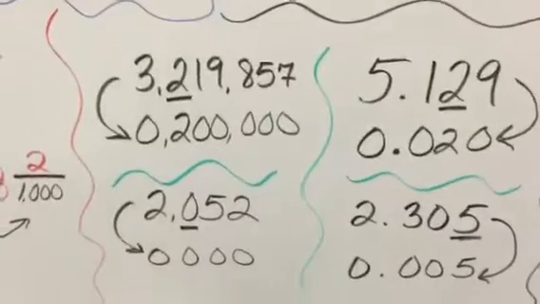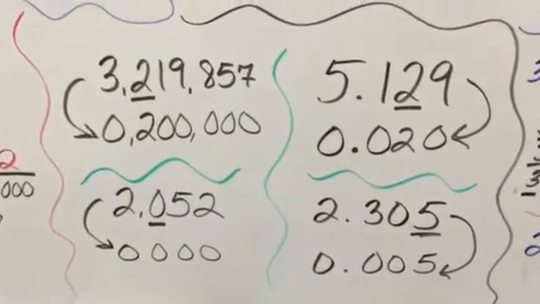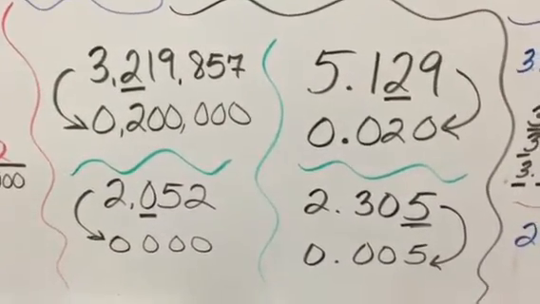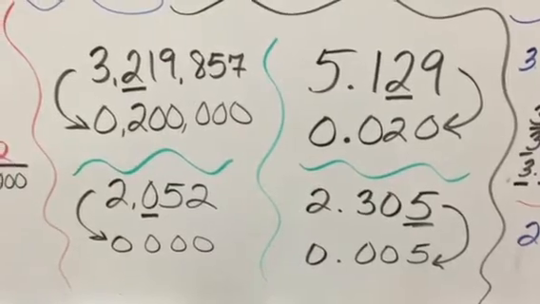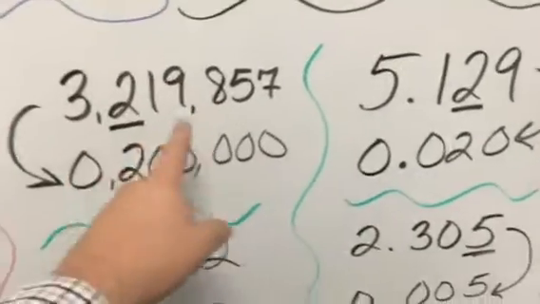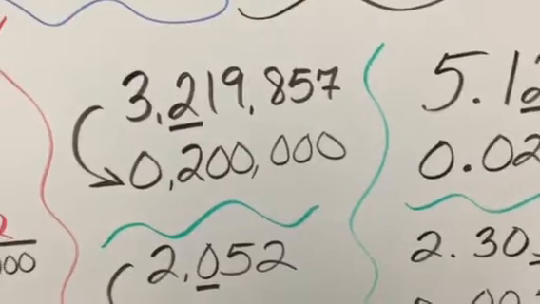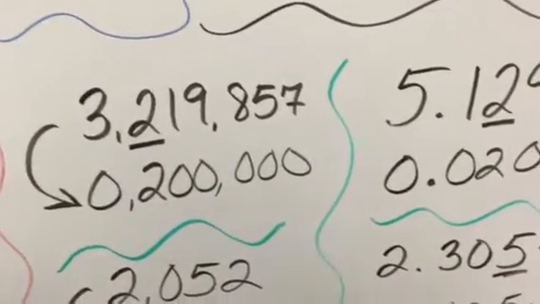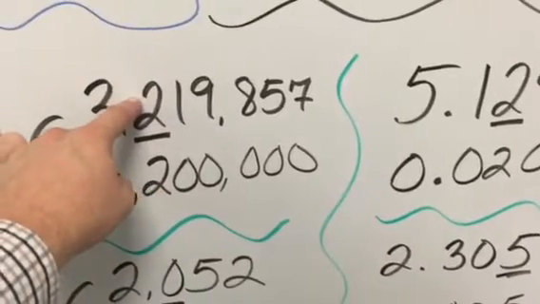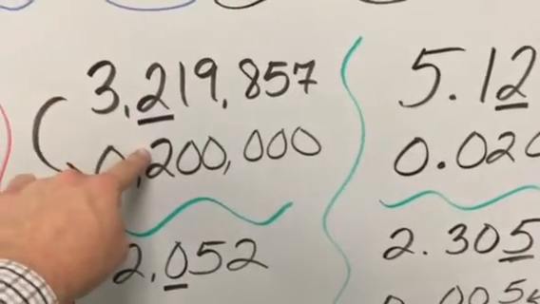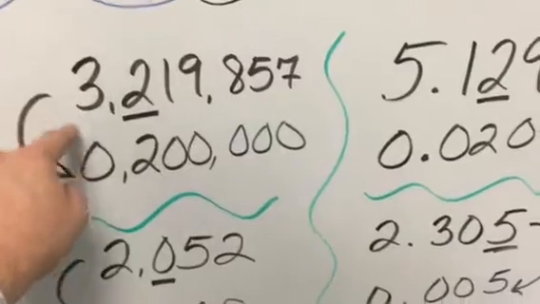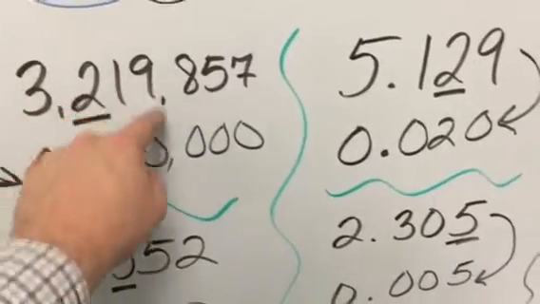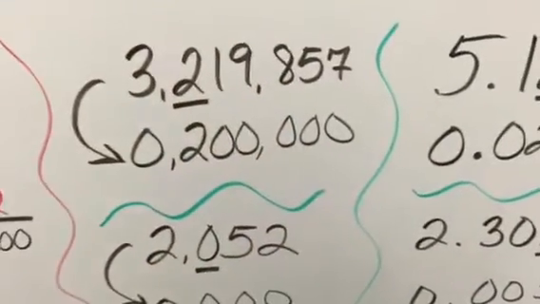Let's go down here next, and what we're doing down here is looking at the value of an underlined digit. This is kind of tricky. You see all of these numbers, 3,219,857. What's the value of that 2? Here's a trick. You take the number that's underlined and you write it below. And then you just match up every other number with a 0. What do you have left?